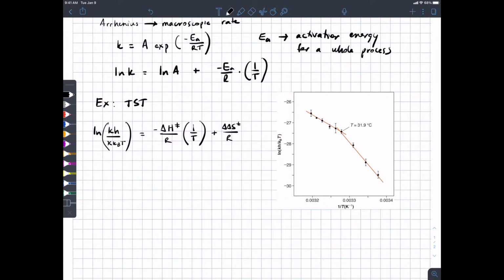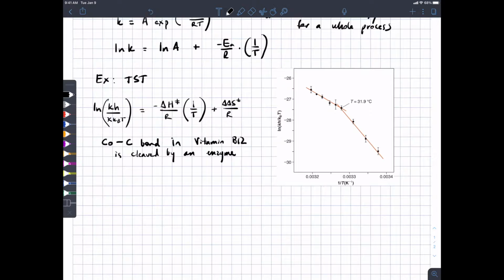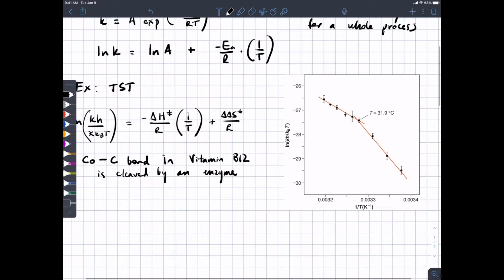And the idea is they were doing a reaction, they were monitoring the rate of reaction in which the cobalt-carbon bond in vitamin B12 is cleaved by an enzyme. And the precise identity of the enzyme isn't important for what we're going to talk about today. But one of the things they saw is an Eyring plot that's not linear across all temperatures. You see how we have one slope here, and then it changes, and another slope there. You sort of have two linear domains, and they have different slopes.